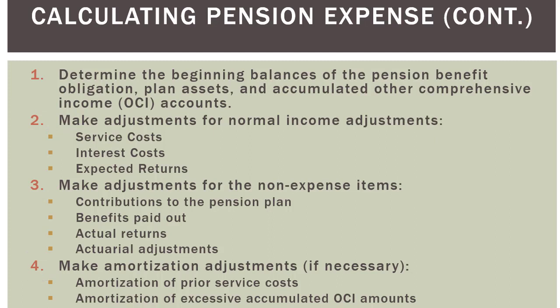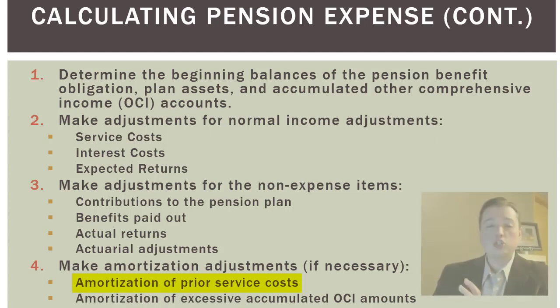And there are two pieces to this. Part of it is amortizing away prior service costs. Part of it is getting rid of our excessive accumulated OCI amounts. So this prior service cost deals with changes to our contract. And it can make our obligation go up if in the negotiations we promise them more. It can drop if in the negotiations the company wins and gets a concession and it drops what we have to pay to these union workers or these pension beneficiaries because of the negotiation.